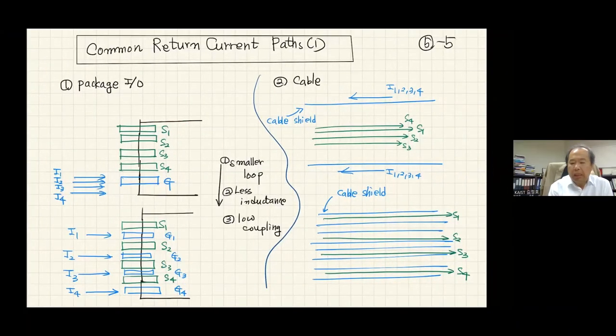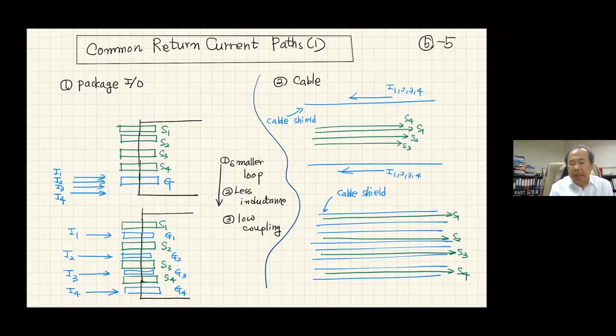Now, so far I was talking about number one: at the beginning of the class, I was talking about the definition of ground. In the second part of class, I gave you some examples that, depending on frequency ranges, we may have different return current paths. And sometimes I showed you some cases with common return current paths. If there is some impedance at the return current path, it can generate a noise coupling problem because of the common return current path.